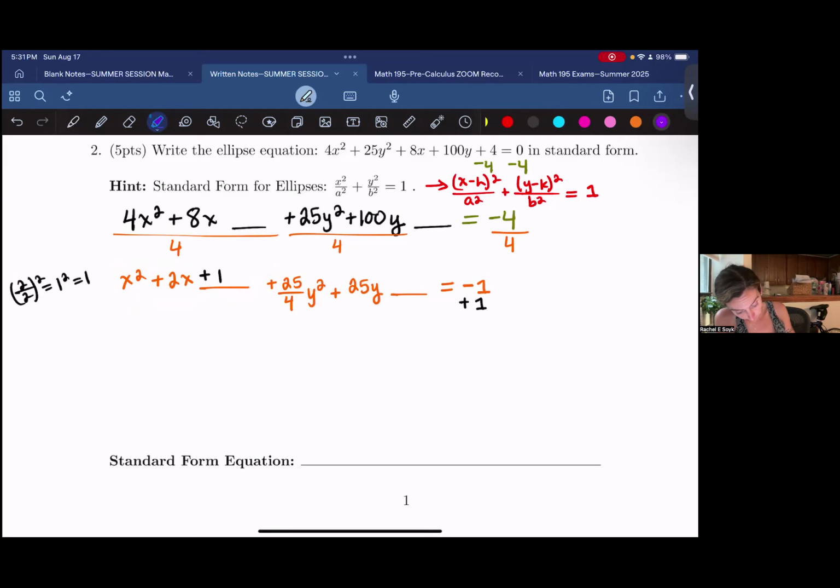And now we're ready to complete the square with what we have highlighted in pink. This is just x plus 1 in parentheses squared. We're good.